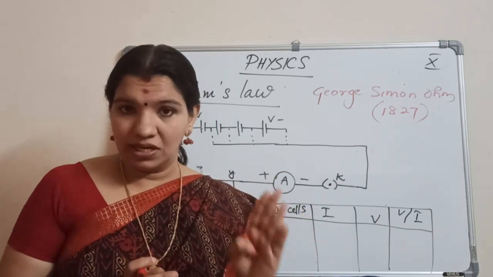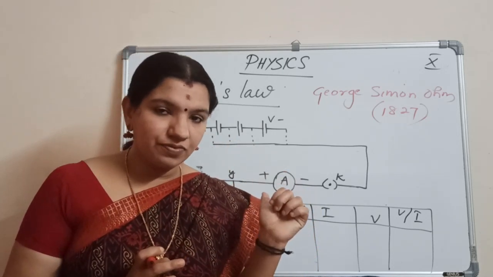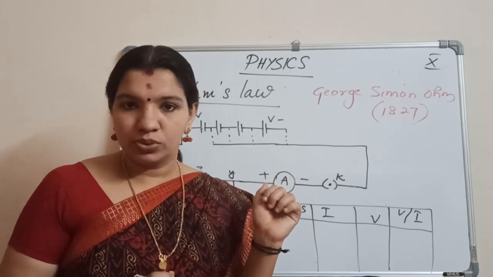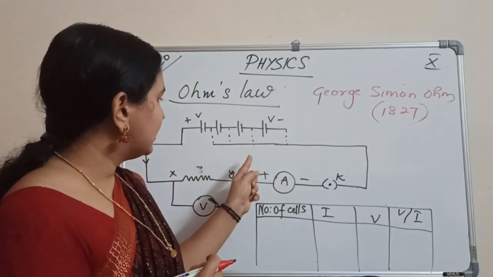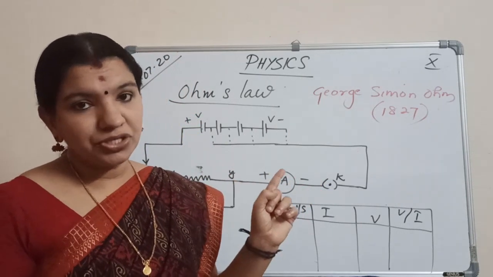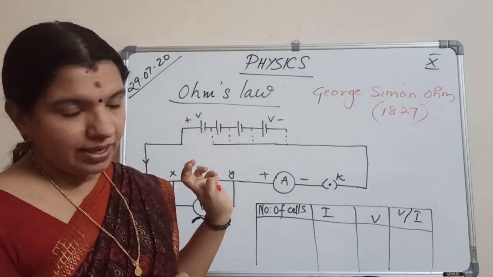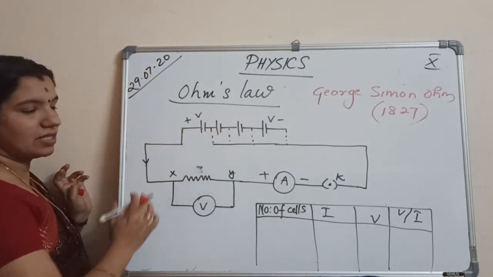The statement of the law is very important. Before moving to the statement, we will first discuss the activity and then we will reach the law. So listen here, this is the circuit used to study the relationship between voltage and current. What are the things used here? Here there are some cells, right?